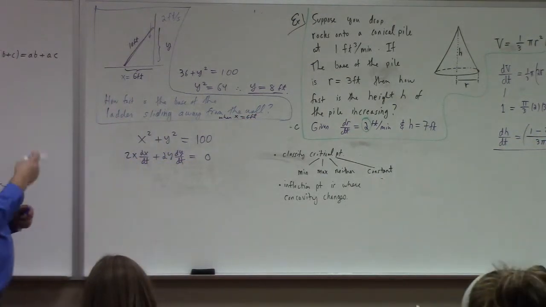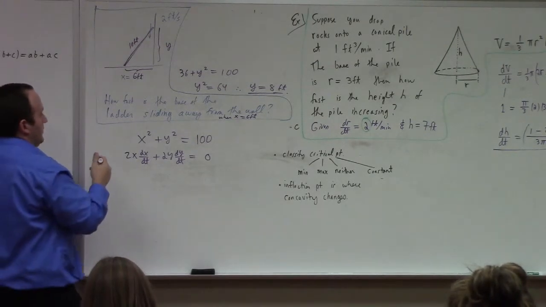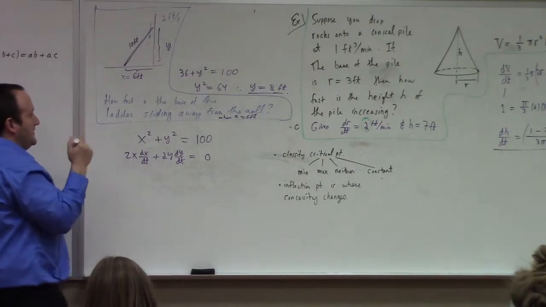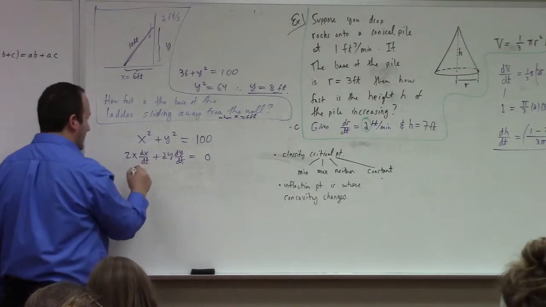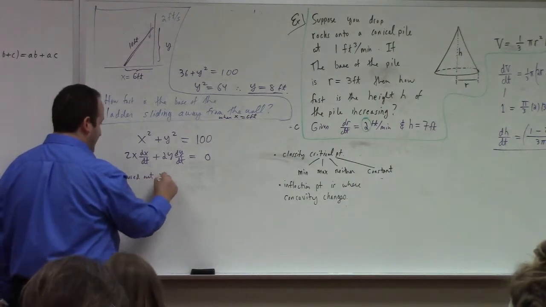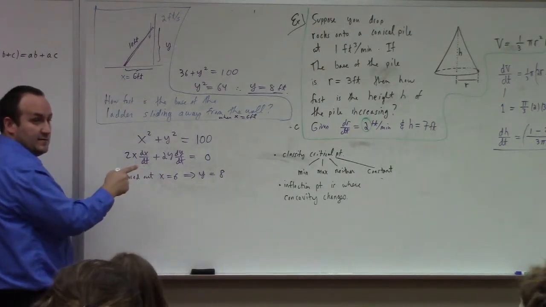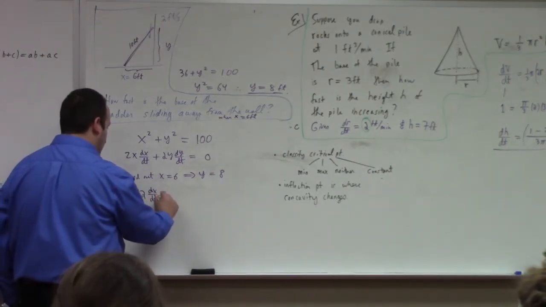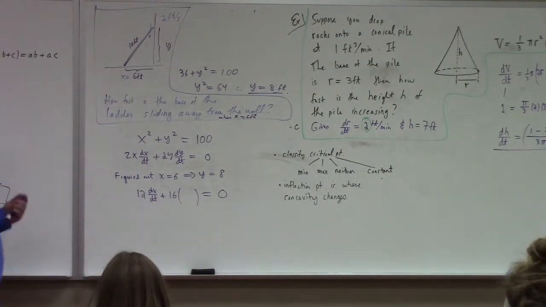Okay. Now we've got to be careful. What is dy/dt equal to then? So we figured out, if x is equal to 6, that implies y is equal to what? 8. So we've got that, right? So we've got 12 times dx/dt, which is what I want to figure out, plus 16 times dy/dt is equal to 0. What is dy/dt?